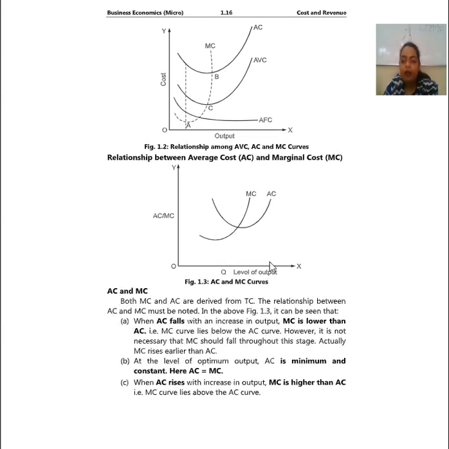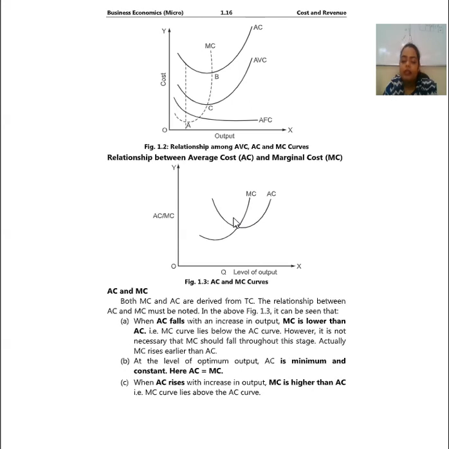Now let us study average cost and marginal cost. How are average cost and marginal cost derived? Average cost and marginal cost are derived from total cost. The relationship between average cost and marginal cost must be noted. In figure 1.3, it can be seen that when AC, that is average cost, falls with an increase in the output, marginal cost is lower than AC. That is, the marginal cost curve lies below the average cost curve.